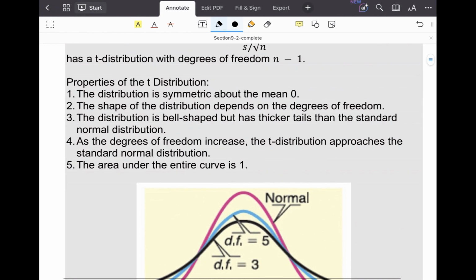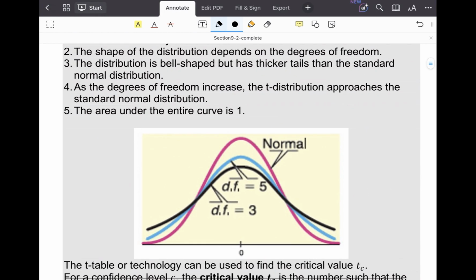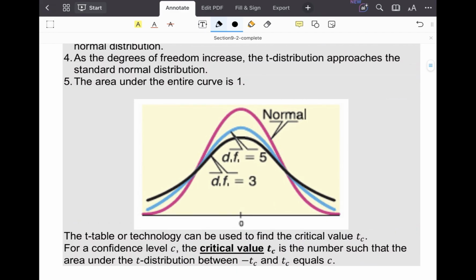So I have a bunch of properties here. You don't really need to memorize these, but here's just a picture of a couple t-distributions. So this one here, the black one, is degrees of freedom 3. You can see it has a generally bell-shaped curve. It's just thicker in its tails. So on the tails over here, they're higher up than the normal distribution. And then degrees of freedom 5 is here. It's getting closer as the degrees of freedom increase.